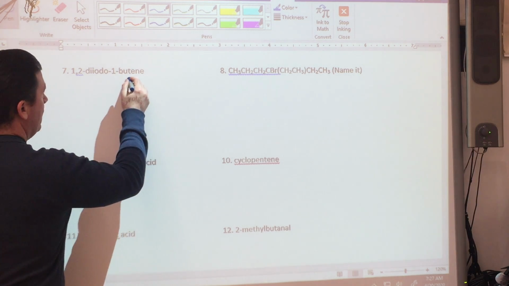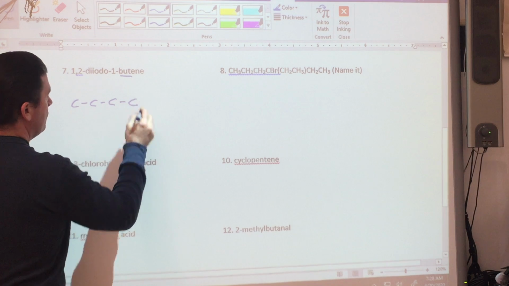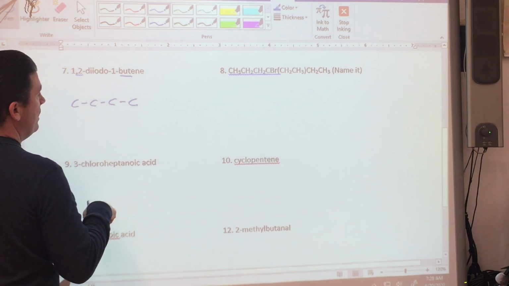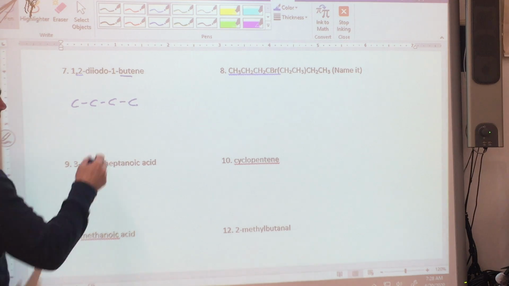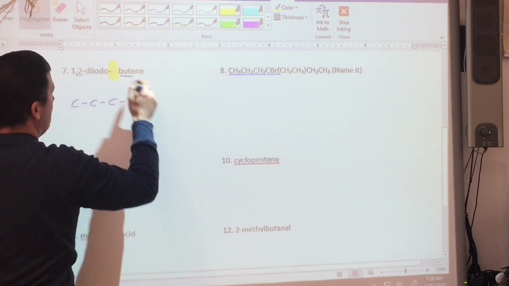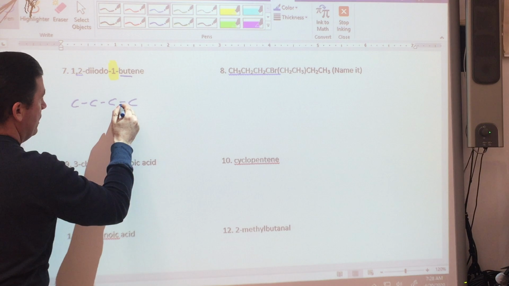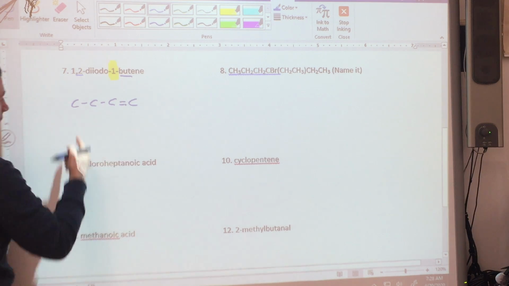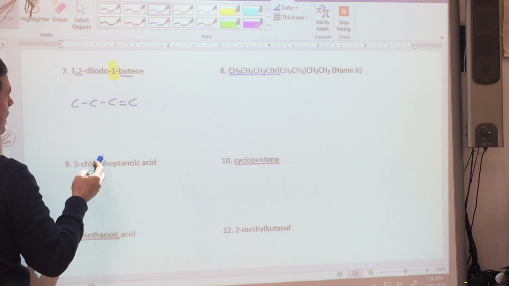1,2-diiodo-1-butene. Okay, but tells me there are 4. Ene indicates that it is an alkene, so there's got to be a double bond. And this tells me that the double bond is at number 1. So 1. So I need a double bond here. I could have started over here, it doesn't really matter. I'm counting from right to left in this case.